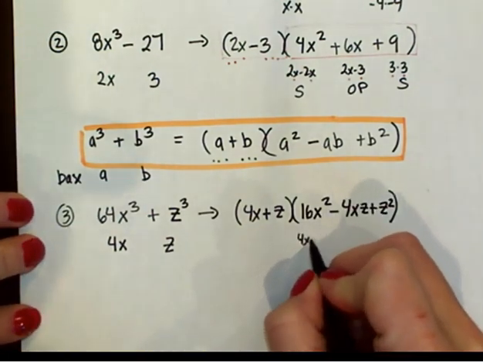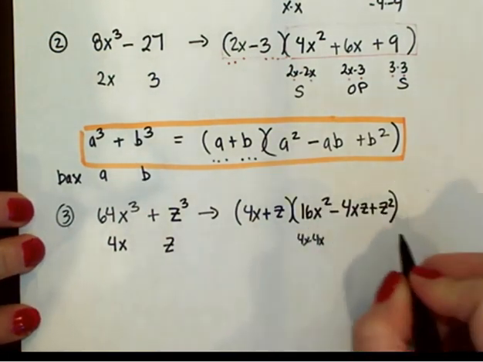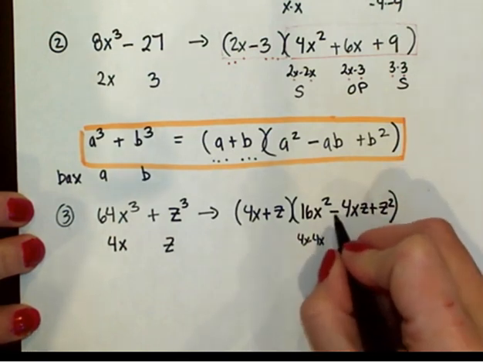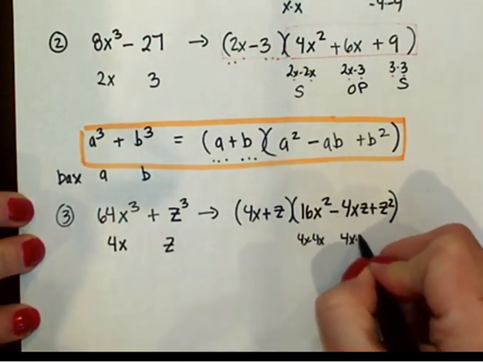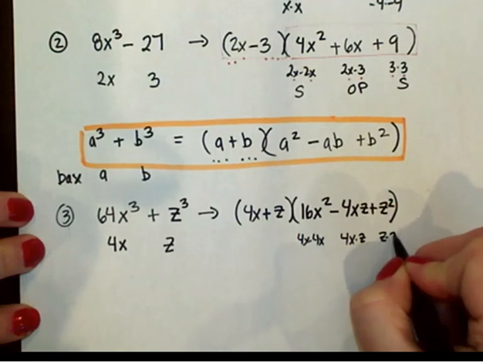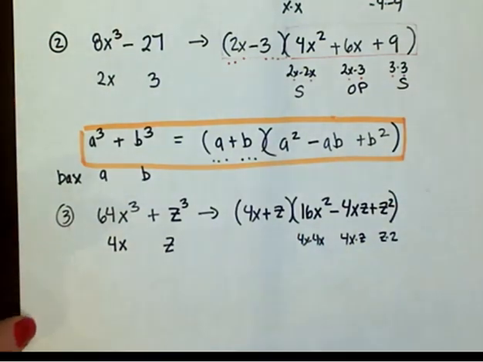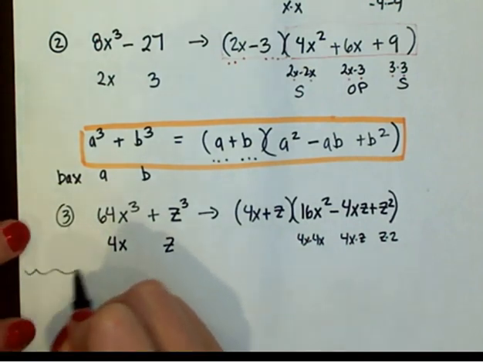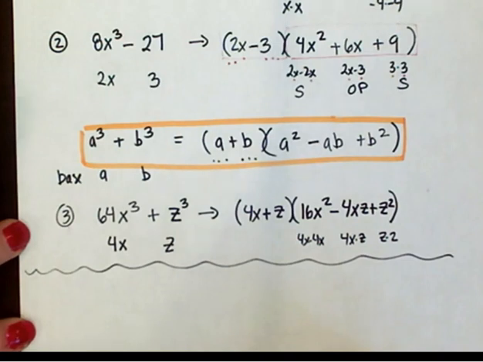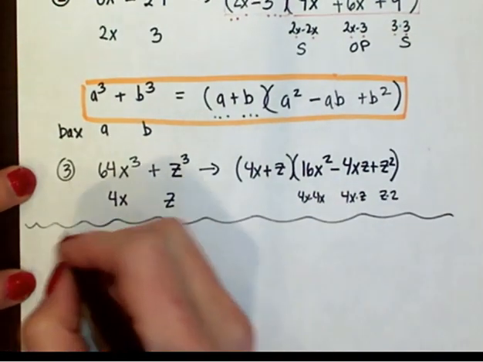Okay, 4x times 4x is 16x squared. Opposite signs, 4x times z, and then z times z. Congratulations, this is the end of the sum and difference formula. Let's try putting it all together in an example that requires more than just this formula.